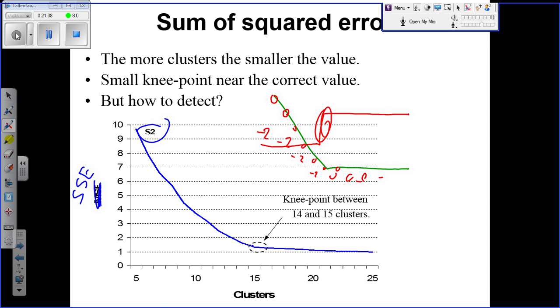Let's take the second derivative, the difference from here to here. 0, 0, 0, 0. Aha, here is a +4 or something. Here, 0, 0, 0. Now we have a function that behaves like that. Find the maximum and that's it.